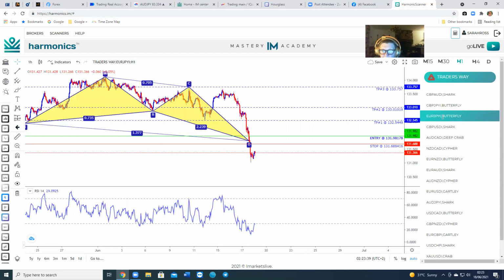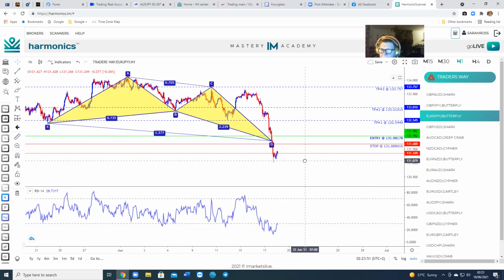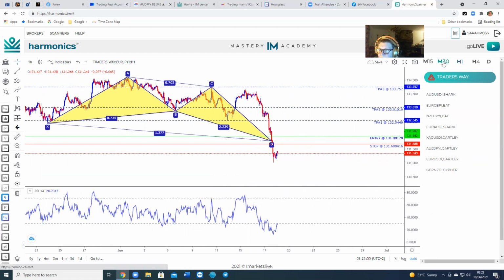Again, Euro JPY, now that's what you call a failed scan. The euro has dropped right down. It didn't like that level. That's a failed scan. The D point hasn't stuck. Are there any others? So it's just that.